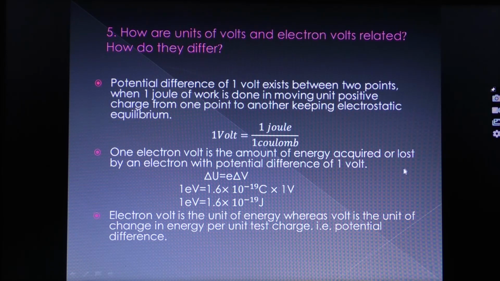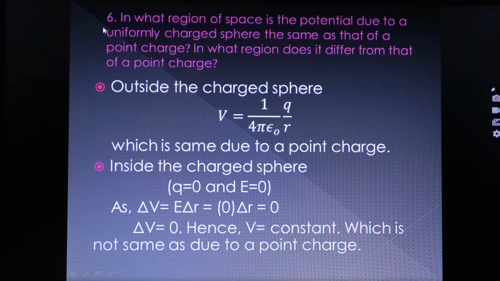Here you should draw a figure also. One plate is A, positively charged, other is B, negatively charged. Definitely you are bringing an object against the field, so that's why you have to do some amount of work, which is known as volt. So this gives you the relation between electron volt and joule. Electron volt is the unit of energy, whereas volt is the unit of change in energy per unit test charge. That is potential difference.